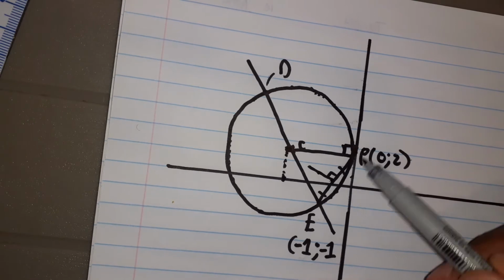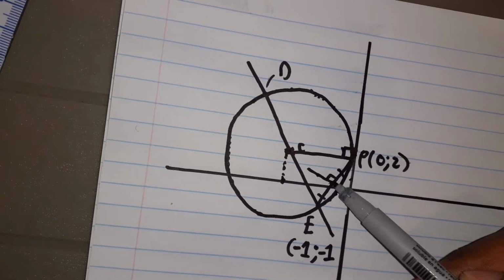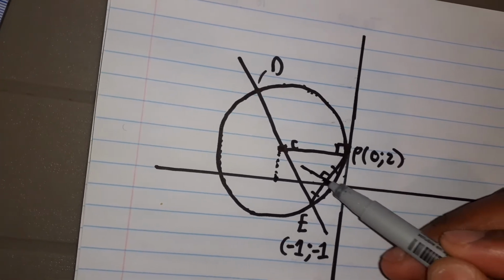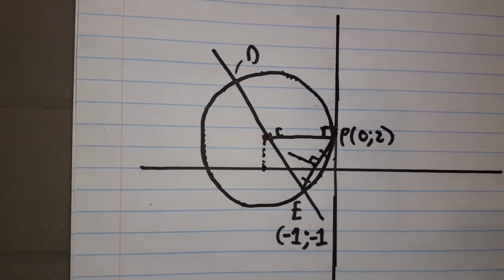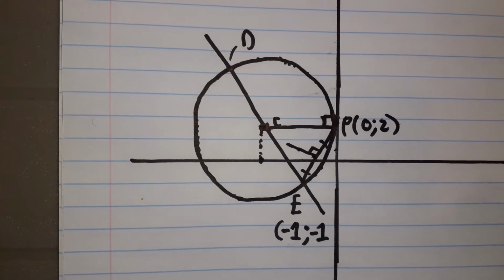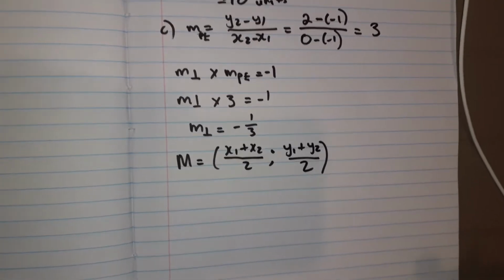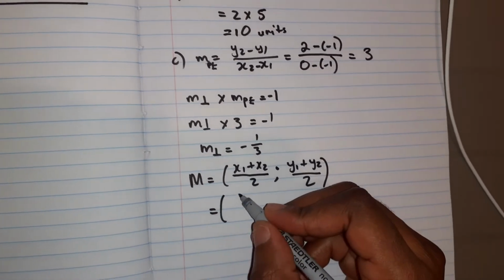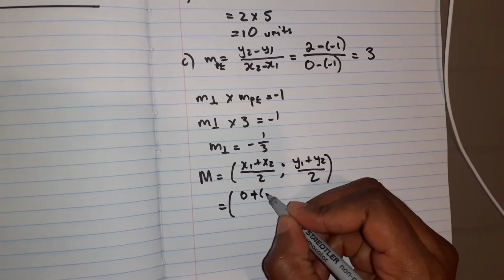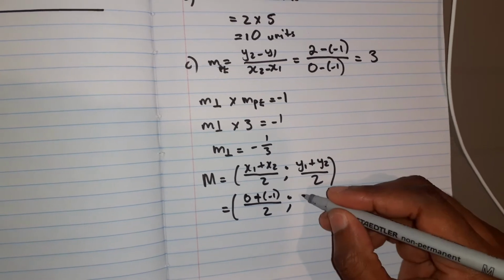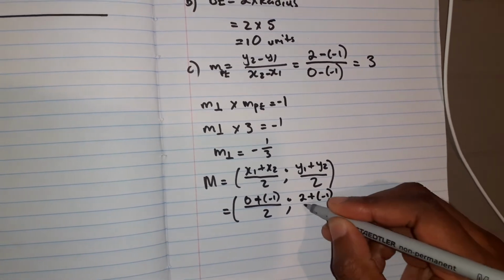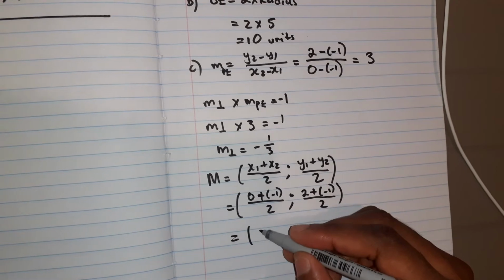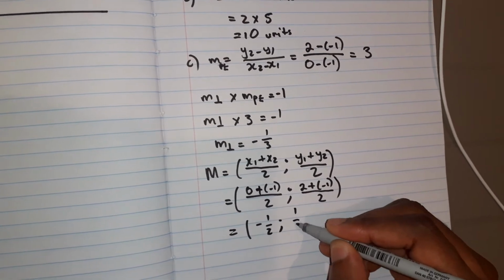Now, the midpoint of PE also lies on the perpendicular bisector. So we have to use the coordinates of the midpoint of PE to get the full equation of the perpendicular bisector. So I substitute the coordinates of P and E: 0 plus minus 1 divided by 2, then 2 plus the other coordinate. The coordinates of the midpoint of the line PE are negative 1 over 2 and 1 over 2.